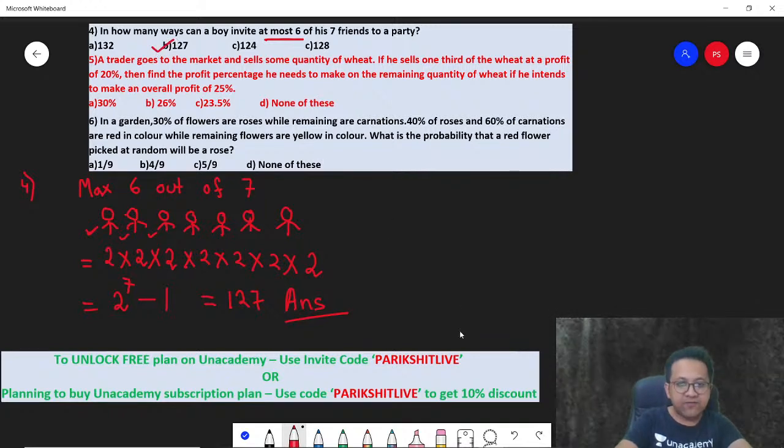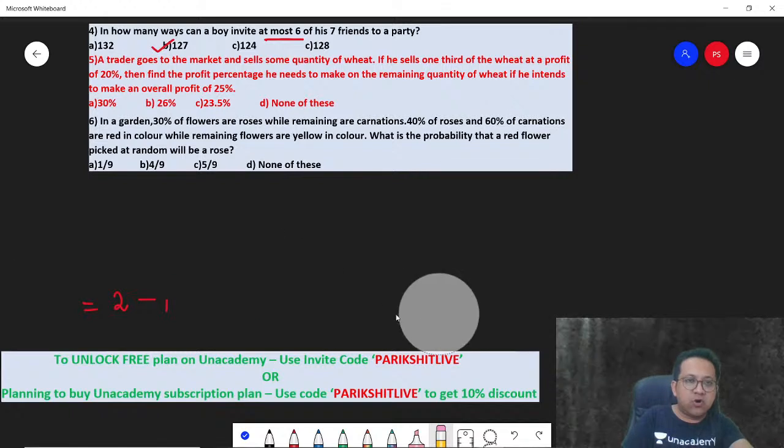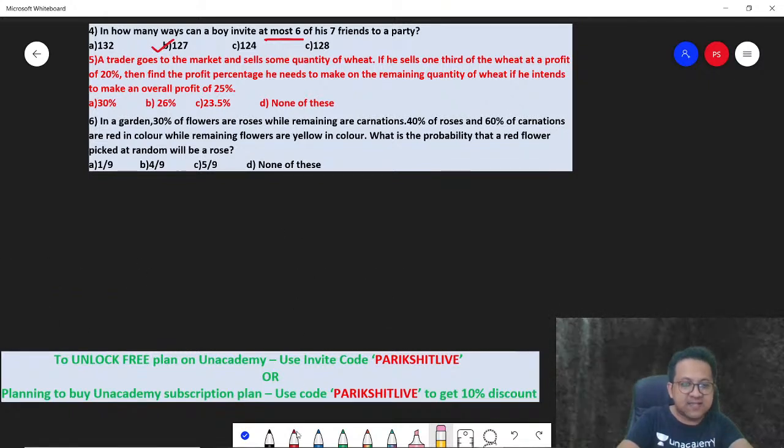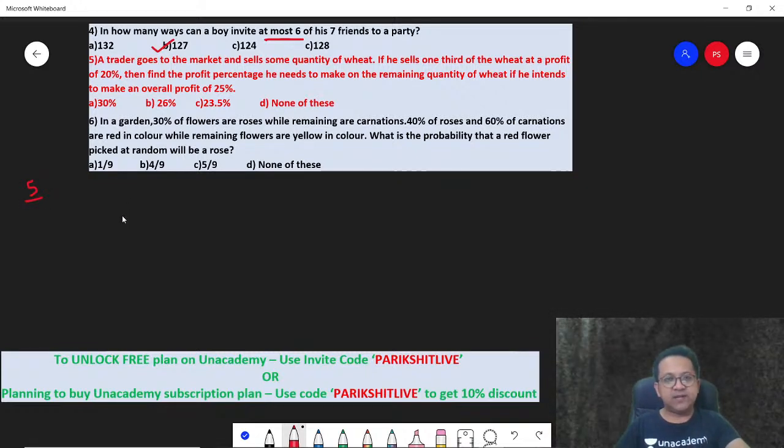Next. Number 5. A trader goes to the market and sells some quantity of wheat. If he sells 1/3 of the wheat at a profit of 20%, then find the profit percentage he needs to make on the remaining quantity of wheat if he intends to make an overall profit of 25%.